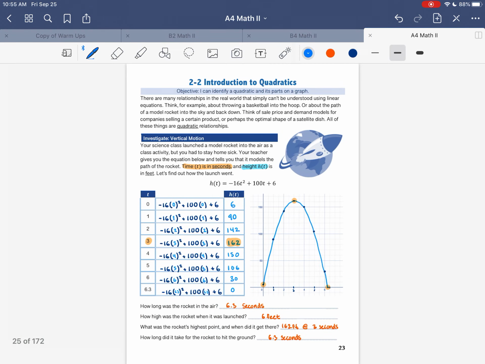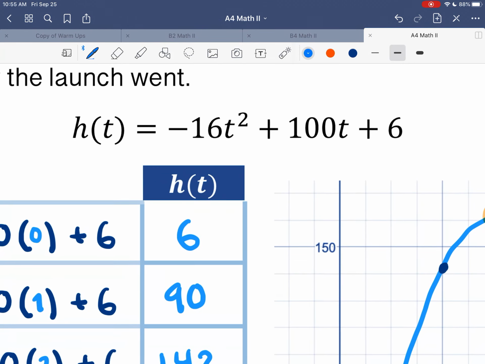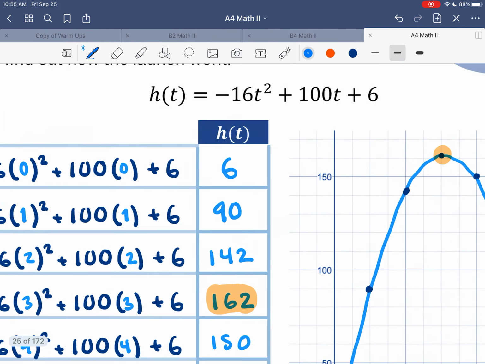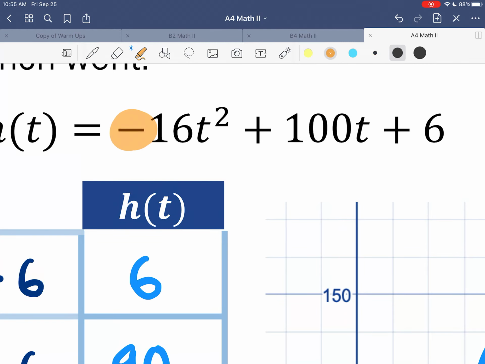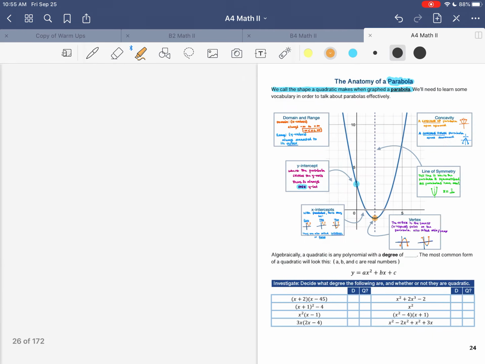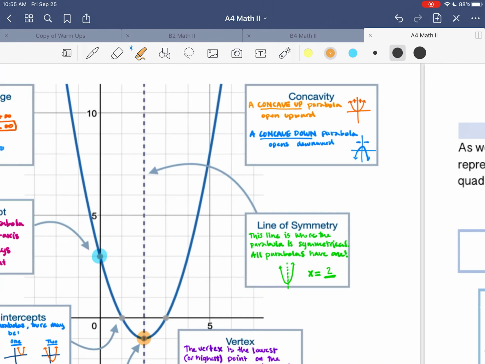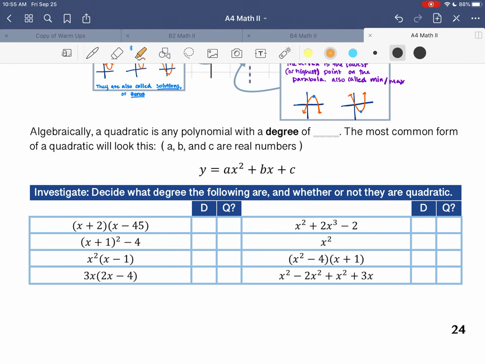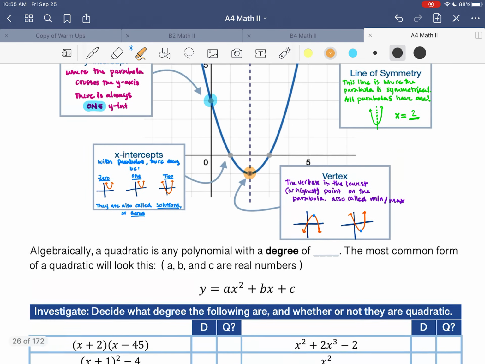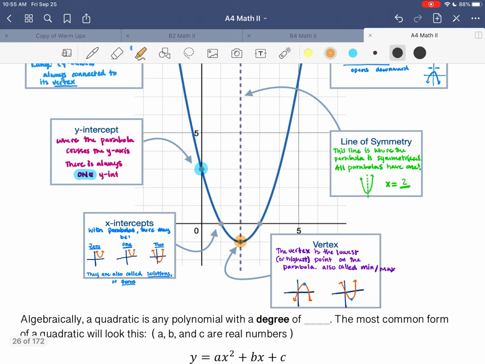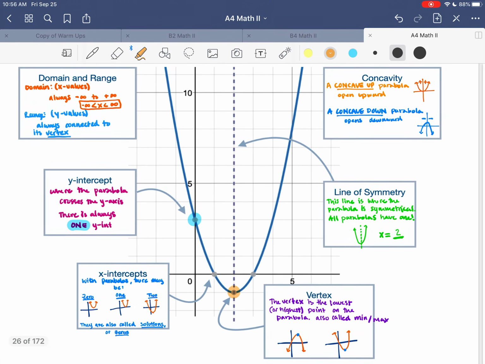So just as a quick note on that, notice that this graph that we just graphed is a concave down parabola, and there's a negative in front of this first term. So just a thought, that's that positive negative relationship. There's always a negative if it's concave down. So that's the anatomy of a parabola. Those are some verbiage that we need to use in order to talk about parabolas.